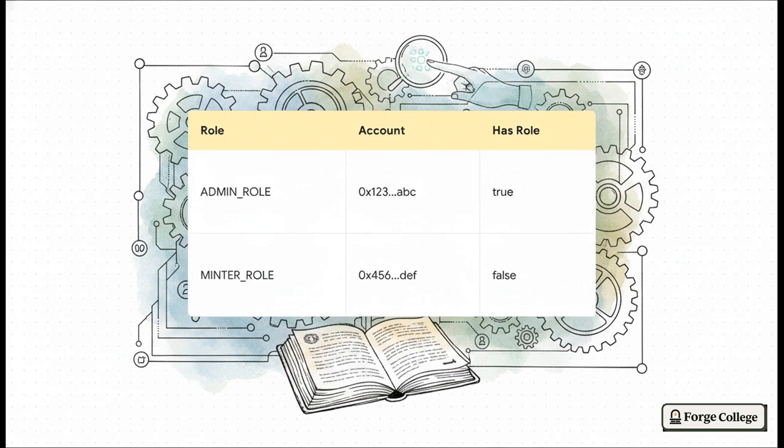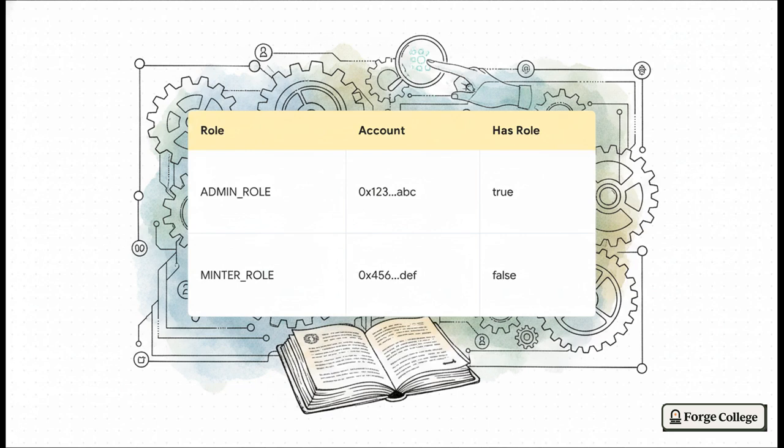Imagine this as a super organized physical spreadsheet, or maybe a really exclusive digital guest list. That first column is the role's bytes32 identifier. The second column is the specific Ethereum account address, and that final column is just a simple Boolean checkbox, true or false. Because it's a mapping, the contract doesn't have to scan through some giant list of names. It acts as an instant, mechanical O(1) lookup.